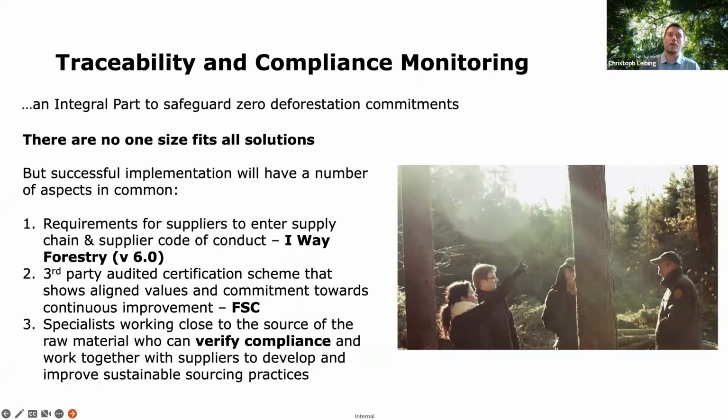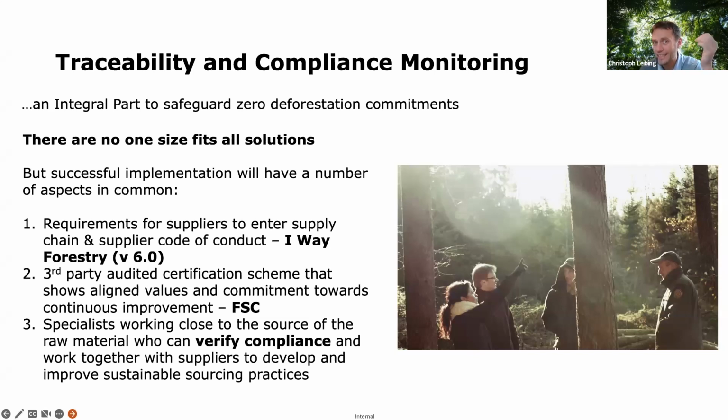So in general, of course, traceability and compliance monitoring is an integral part if you want to safeguard zero deforestation commitments. I would say there's not one piece of advice that we as IKEA could give and say, this is a silver bullet, this is how you will achieve it. But there are, I think, three common aspects that will have to be in place in order to ensure zero deforestation commitments. One is that you will have to have clear requirements for all your suppliers that want to enter your supply chain and a clear supplier code of conduct.